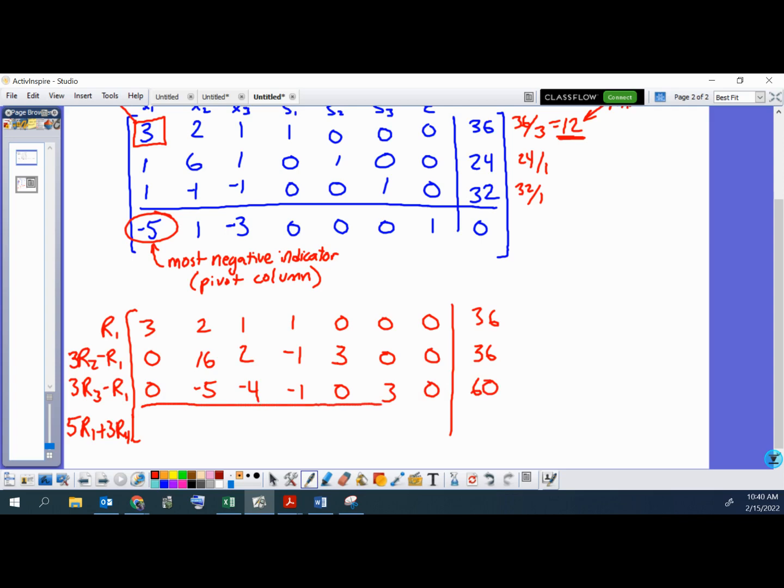And then finally, my last row, we're doing 5 row 1 plus 3 row 4. 5 times 3 is 15, 3 times 5 is 15, so it's going to be 0. That was by design. That's what we were going for.